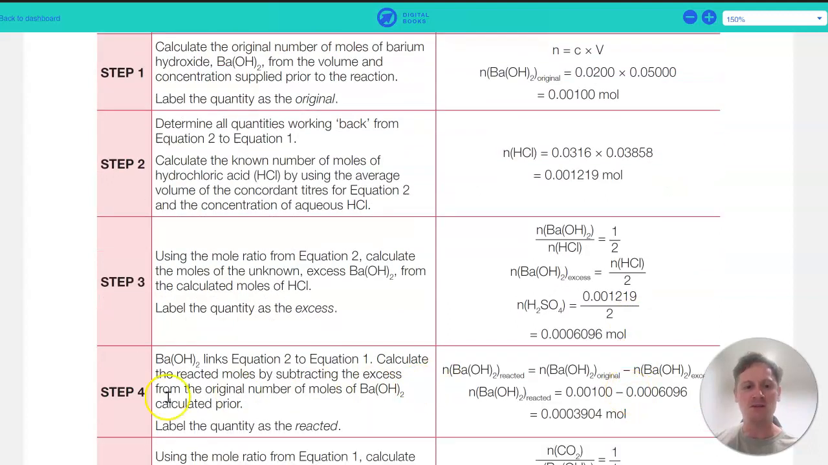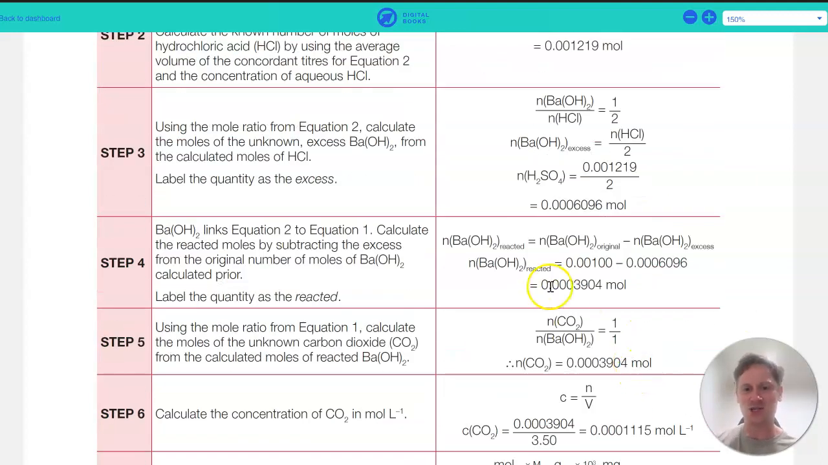So for part D or part 4, you're always going to get answer from step 1, subtract answer from step 3, or answer from part A, subtract answer from part C. So that's essentially all you need to do. So the reacted is answer from part A, take answer from part C, gives you that new step 4. So that new number of moles reacted.